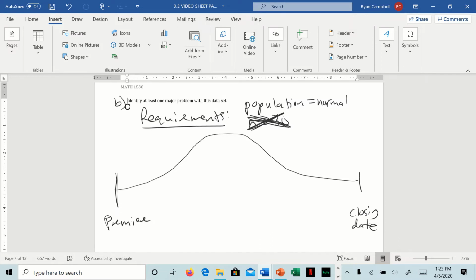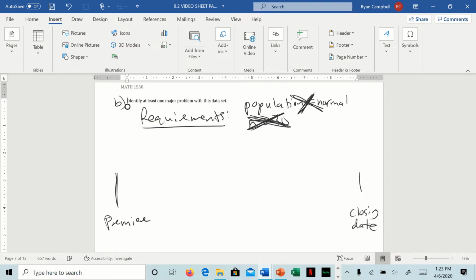Because otherwise what that means is that when the movie first comes out, nobody wants to see it. And then a couple weeks later, all of a sudden everybody wants to see that movie, right? And then nobody wants to see it toward the closing date. That doesn't make any sense, right? So the population isn't going to be normal.